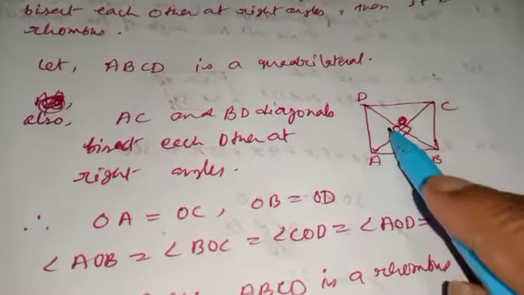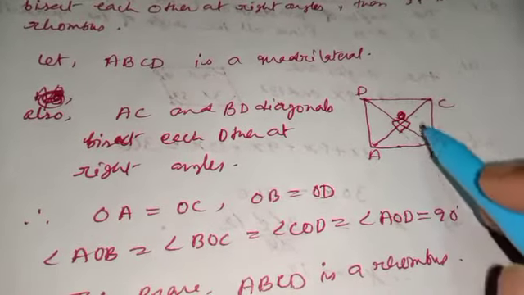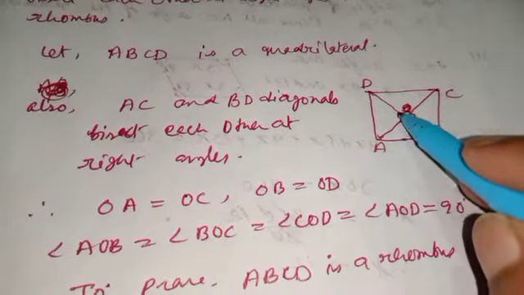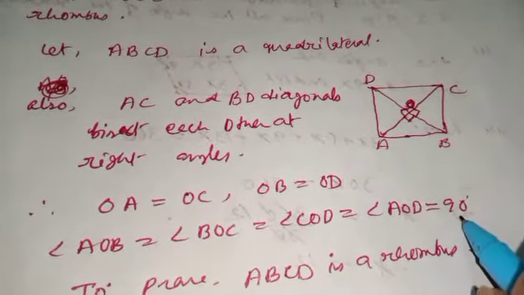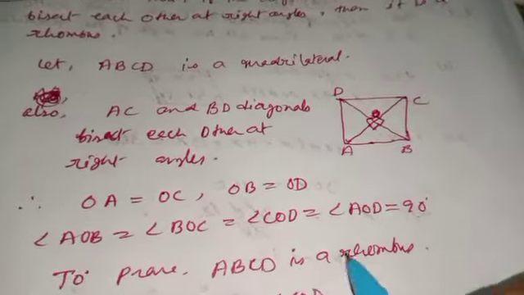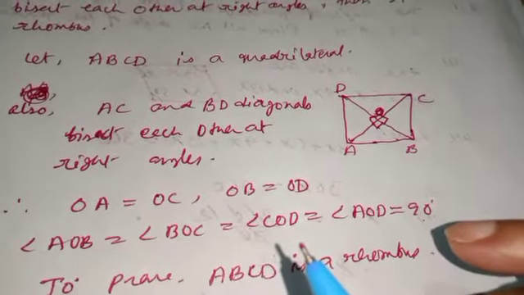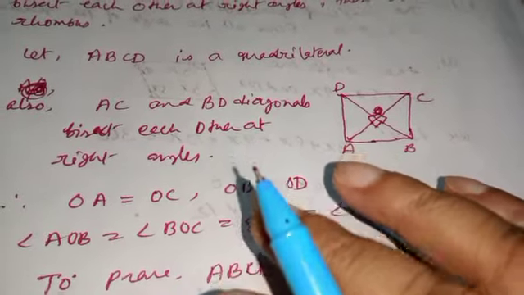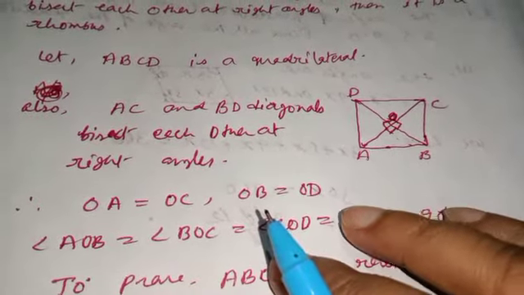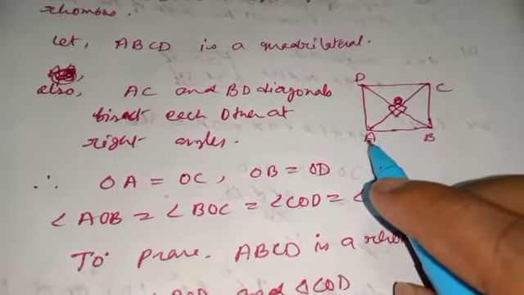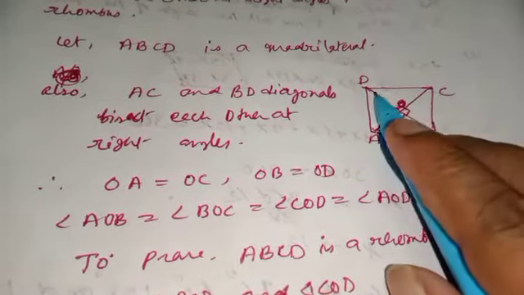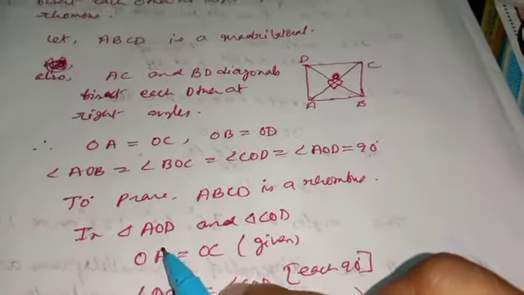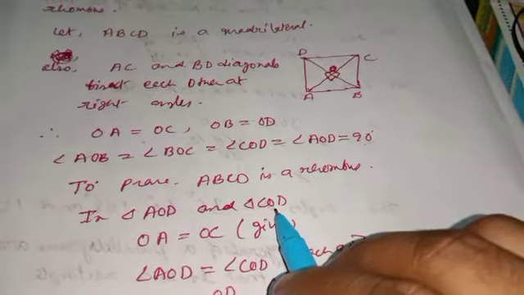And angle AOB plus angle BOC plus angle COD plus angle AOD, these angles are how much? 90 degrees. We need to prove ABCD is a rhombus. Now see, to prove a rhombus, what do we need? We need all the sides to be equal. So we have to prove that AB is equal to BC is equal to CD is equal to AD.